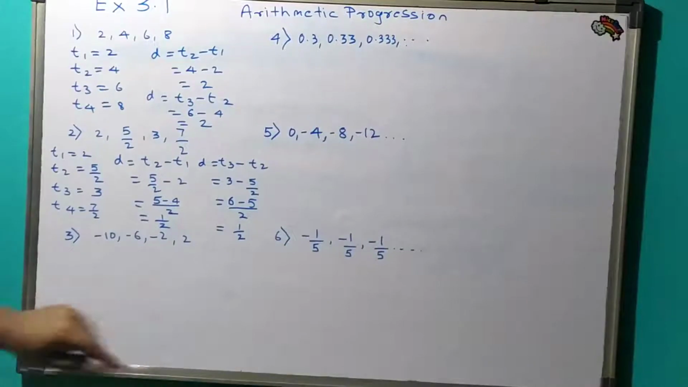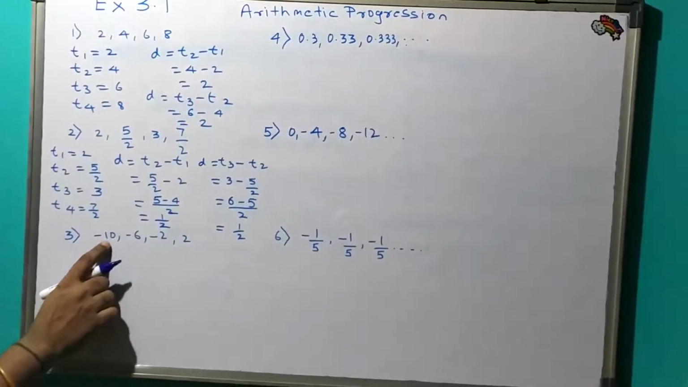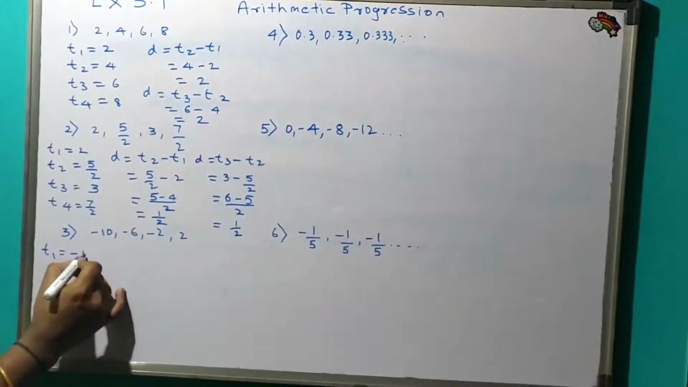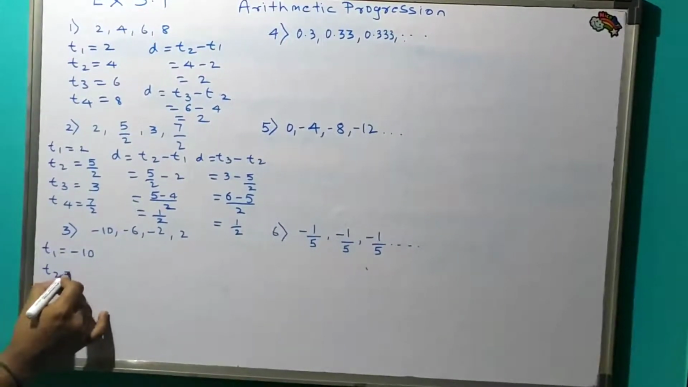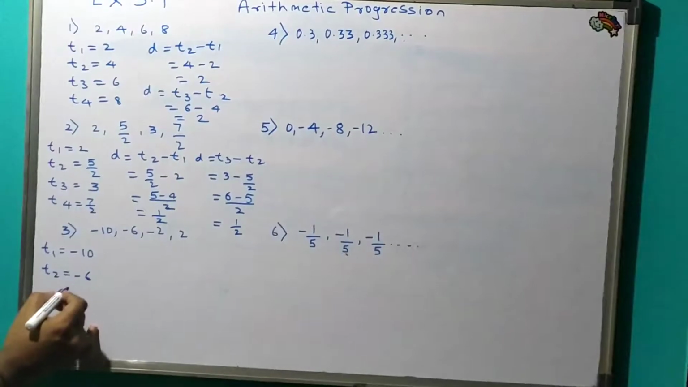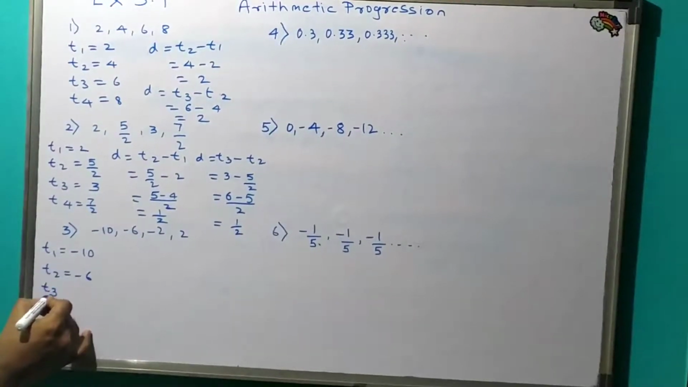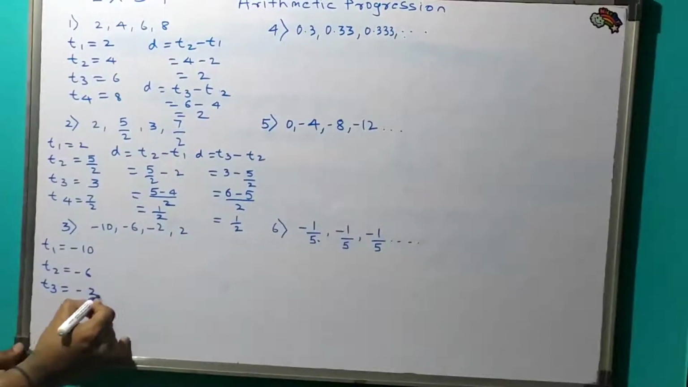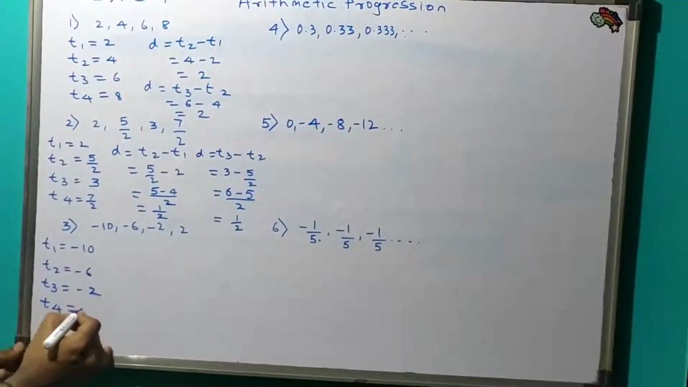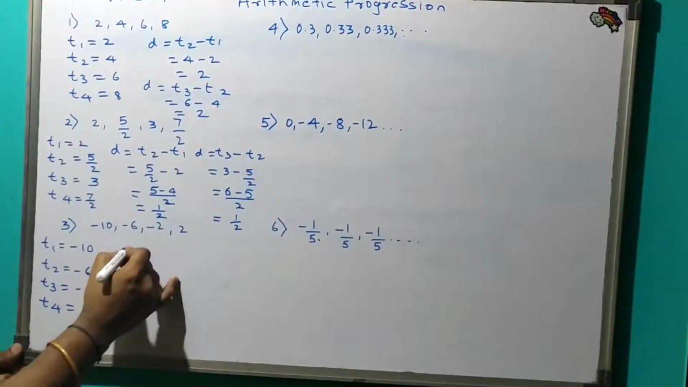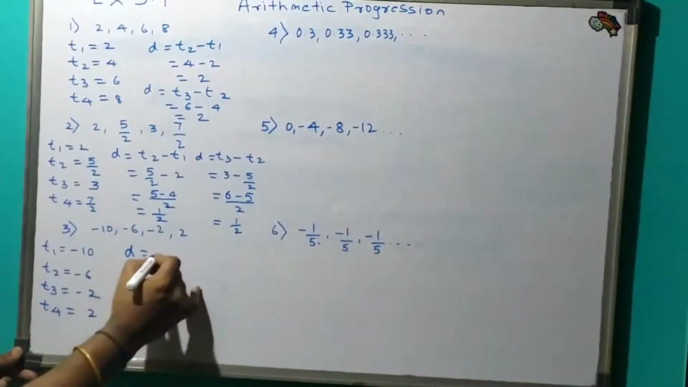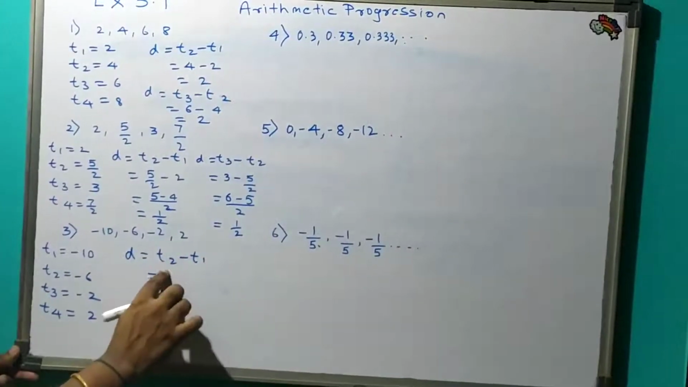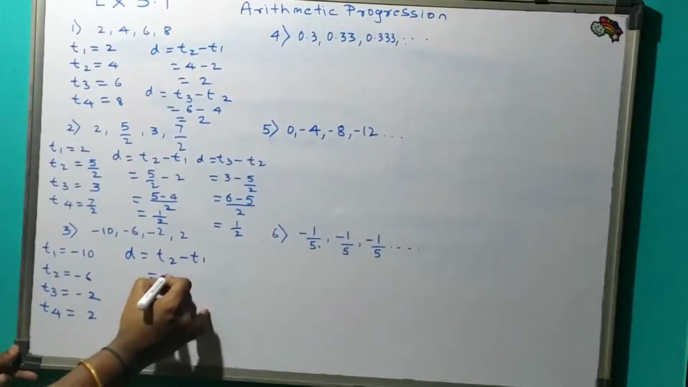Now we will solve the third sum. In the third sum, there is a negative sign over here. So T1 is minus 10, T2 is minus 6, T3 is minus 2, T4 is equal to 2. Difference D is equal to T2 minus T1. This formula you should always write.